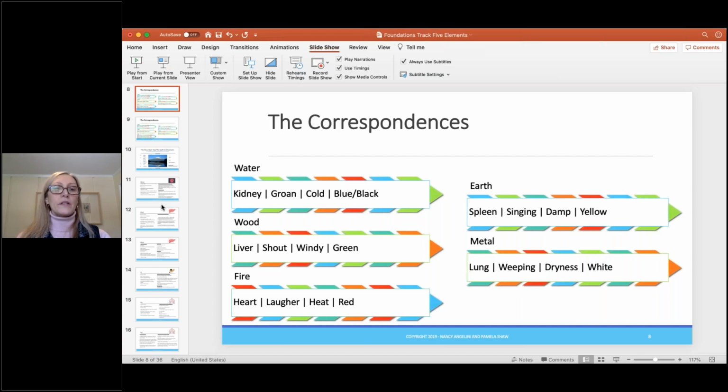So water is the kidney, and the kidney and the bladder. The paired organs are kidney and bladder together. And the sound is a groan or a moan. And by the way, this happens, just as examples. You might have a client come in and they might sigh. Some people actually kind of groan a little bit. Their voice sounds like it's groaning, right?